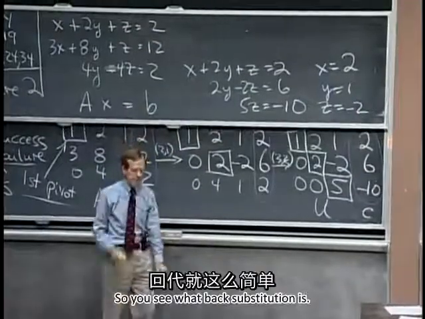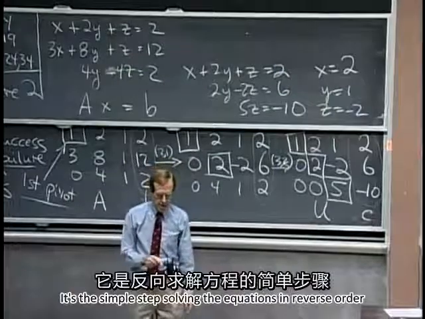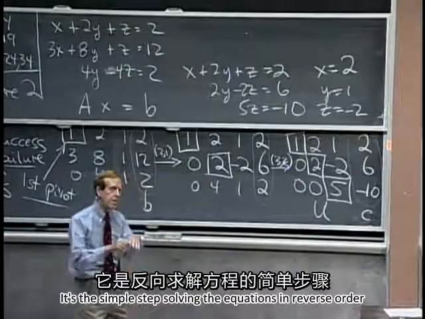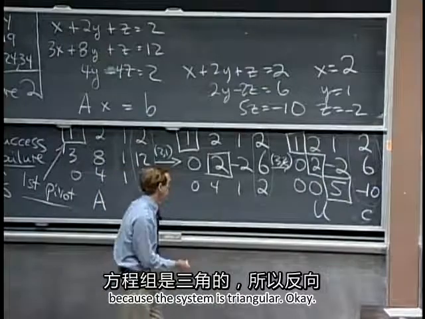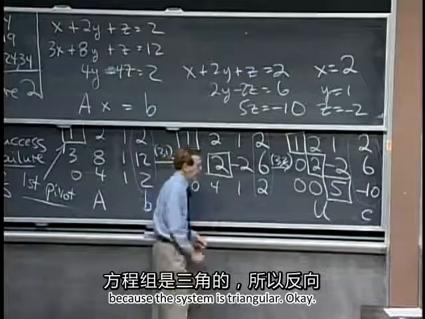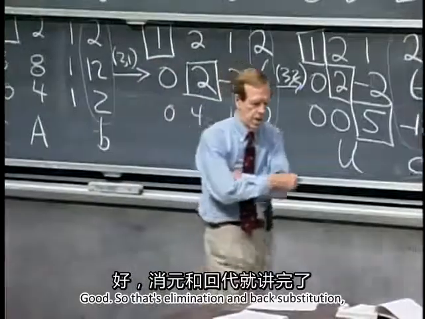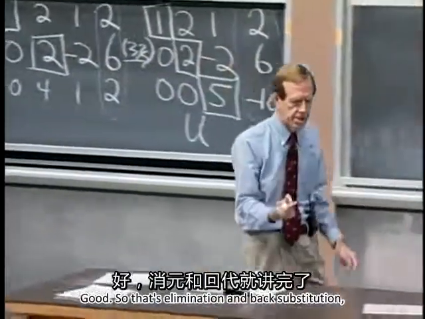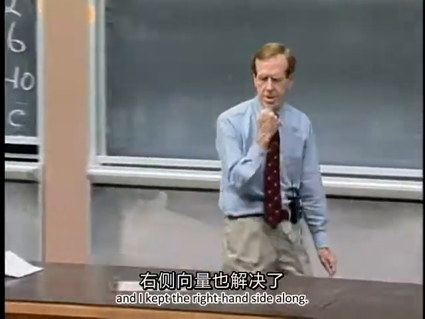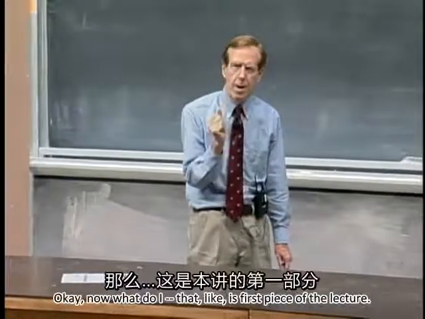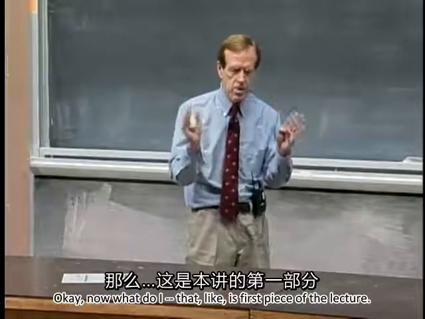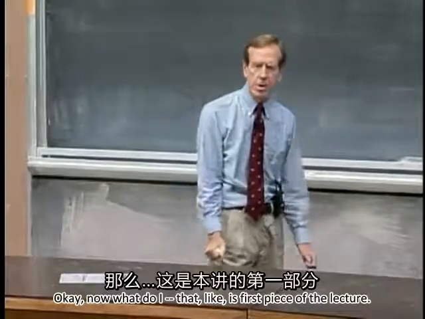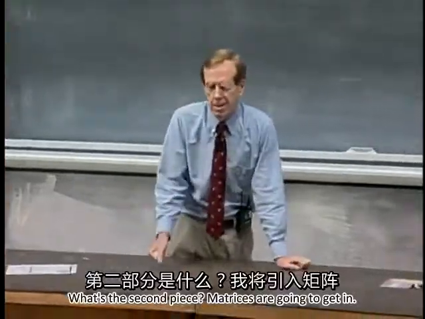So you see what back substitution is. It's the simple step of solving the equations in reverse order because the system is triangular. Okay, good. So that's elimination and back substitution, and I kept the right-hand side along. Okay, now that is the first piece of the lecture. What's the second piece?